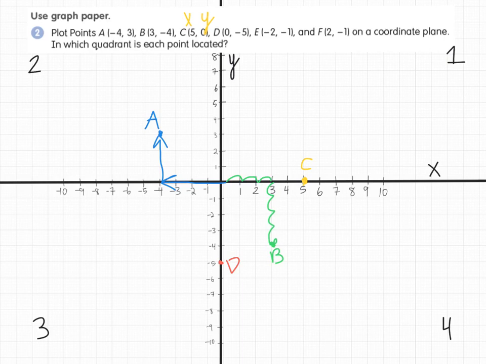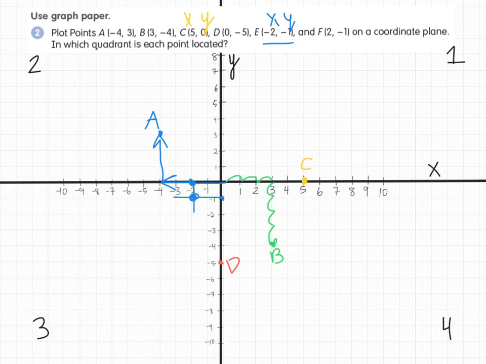Point E is -2, -1. So I'm going to find the -2 for the x's, which is right here. And then I'm going to find the -1 for the y, which is right here. And I'm going to figure out that those points would intersect right there. That's going to be where I put my dot, right there.